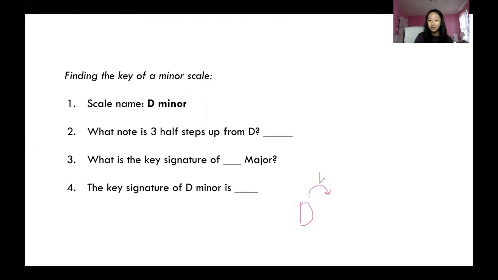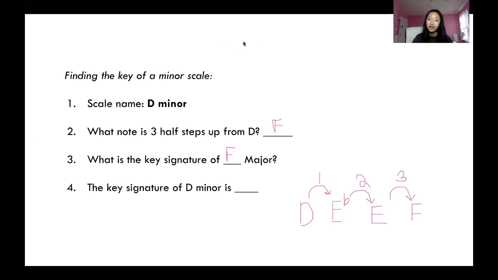The first half step up would be E flat. The second half step up, which is a 2, would be E, just E natural. And then third would be F, because E to F is a half step. So F is 3 half steps up from D. And so we know that D minor and F major share the same key signature.